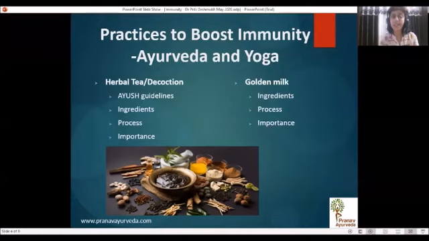Now, let's see about the golden milk. Again, this is mentioned as per Ayush guidelines to prevent infectious diseases. Now, let's see what the contents of golden milk are. It contains turmeric, 10 ml of water, and 150 to 200 ml of milk. Now let's see the process, how the golden milk is prepared.